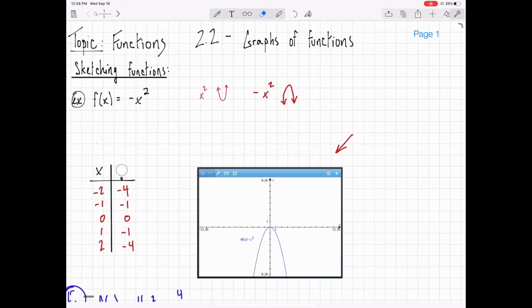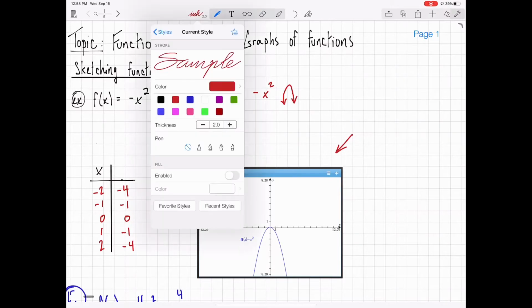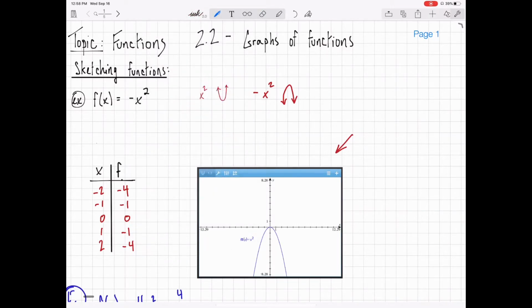I'm going to change this one thing. Should say f of x. Okay, so that's our first one. We would sketch the image. It's shown in the calculator picture, and that one's almost too easy to start.